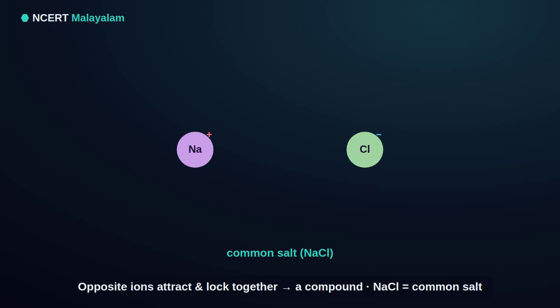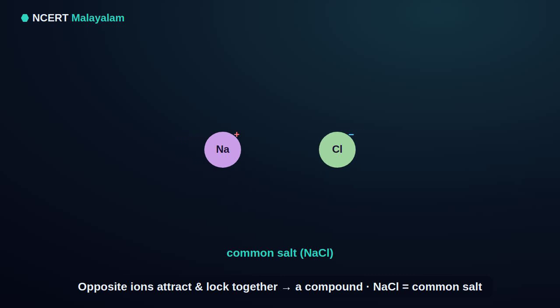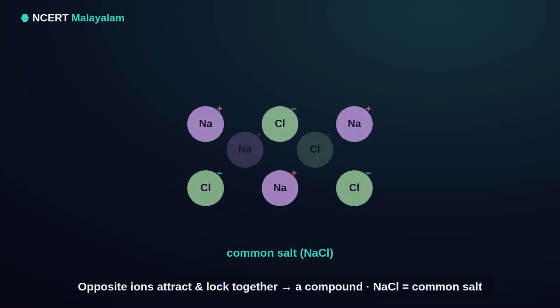Now see what these two ions do. The sodium ion is positive and the chloride ion is negative. Opposite charges attract, so the two ions lock together to form sodium chloride, the common salt we use every day. A compound is what forms when ions lock together. Many compounds form this way.